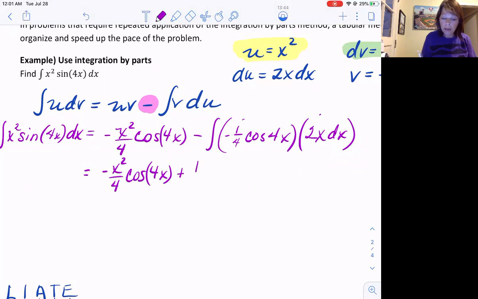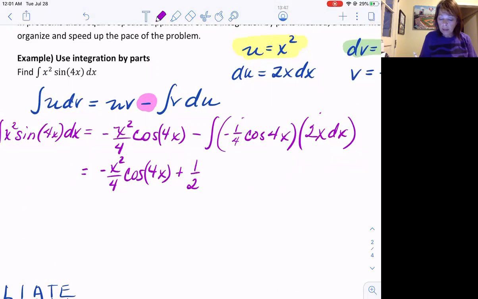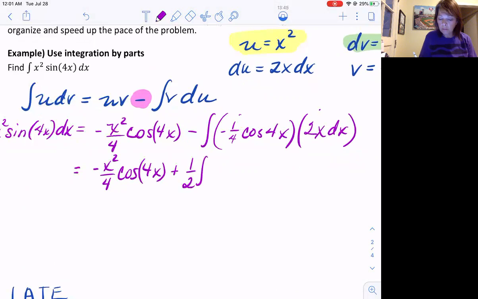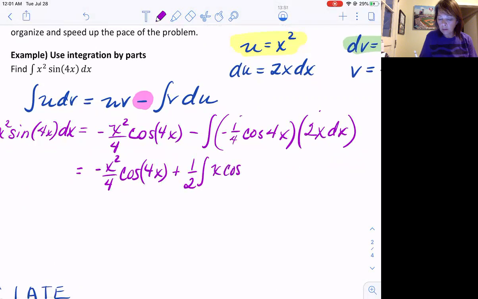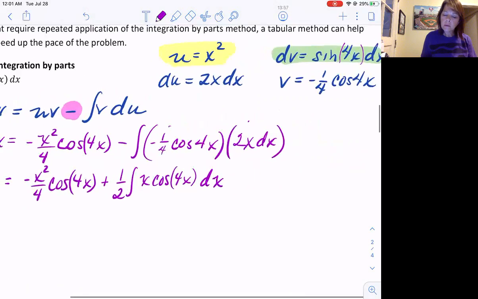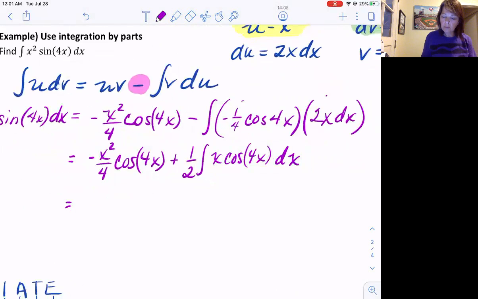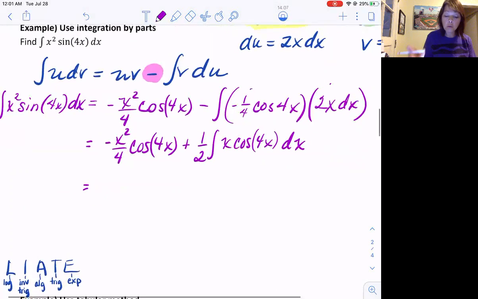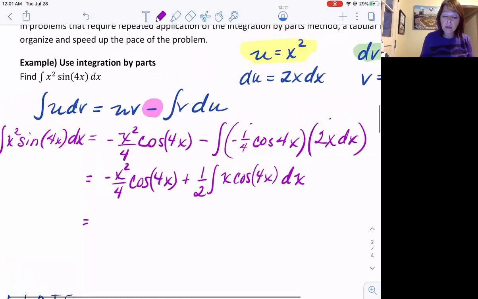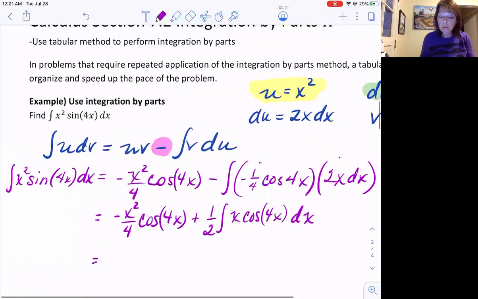and then I have the integral of x times cosine 4x. Again, I'm just going to simplify this a little bit. Okay, so there you have it. Now I can integrate a little bit easier going through this next step, because I'm going to have to use integration by parts one more time. So it's a repeated method. That's really what I'm doing in this first part.